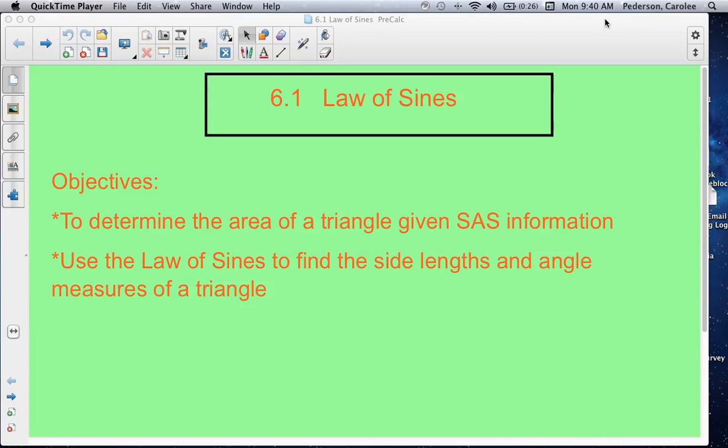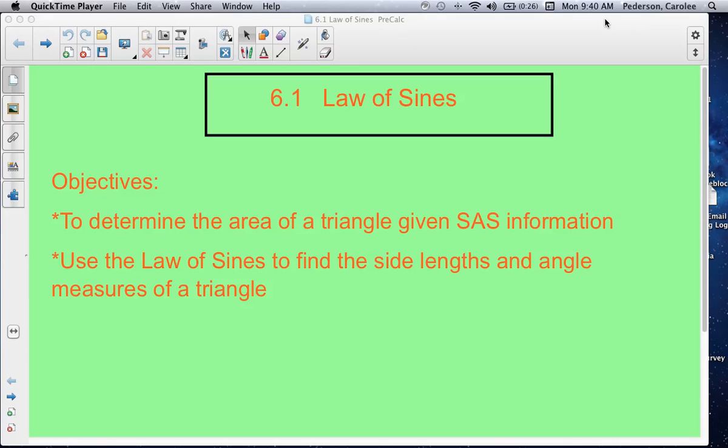Alright, this is 6.1, Law of Sines. In geometry, you were introduced to the law of sines. In Algebra 2, we retaught it to you. And now in pre-calculus, we're reteaching it to you again. So I'm going to skip through some of the things. This should be a refresher for you, so let me know how things are going in the lesson.